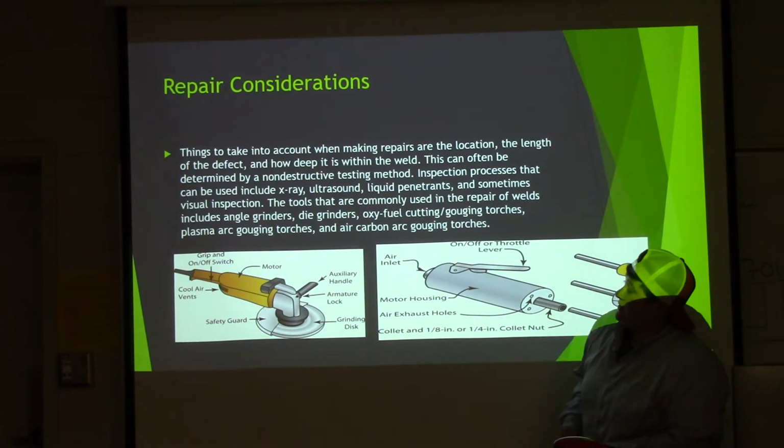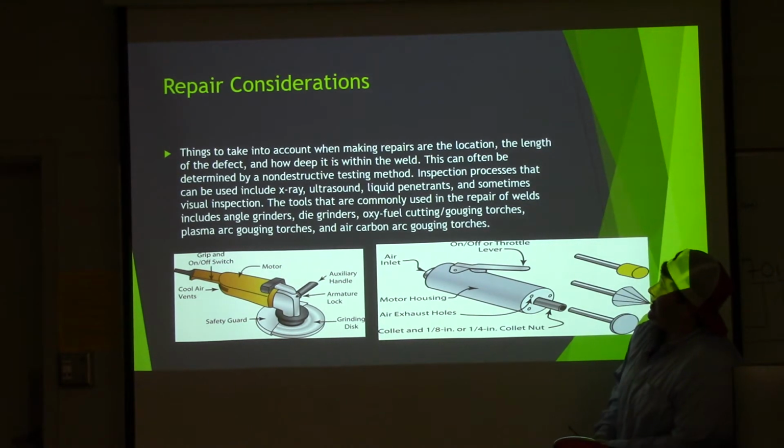Repair considerations. Things to take into account when making repairs are the location, the length of the defect, and how deep it is within the weld. This can often be determined by a non-destructive testing method. Inspection processes that can be used include X-ray, ultrasound, liquid penetrant, and sometimes visual inspections.